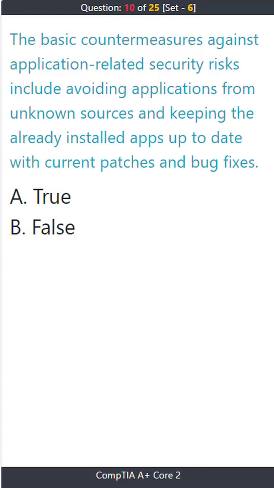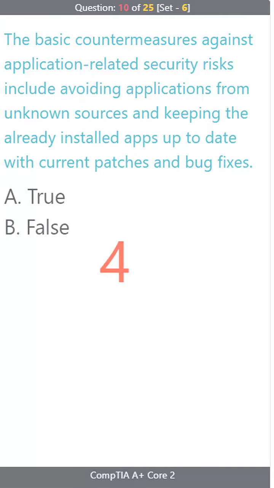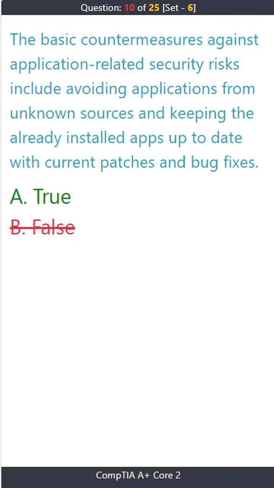Question 10. The basic countermeasures against application-related security risks include avoiding applications from unknown sources and keeping the already installed apps up to date with current patches and bug fixes. A. True. B. False. The correct answer is A. True.